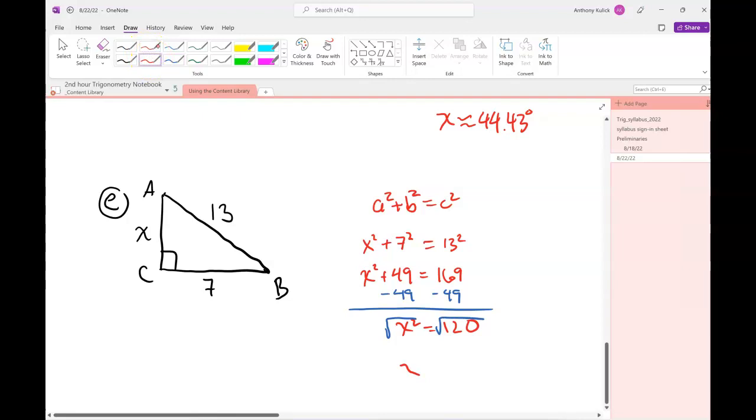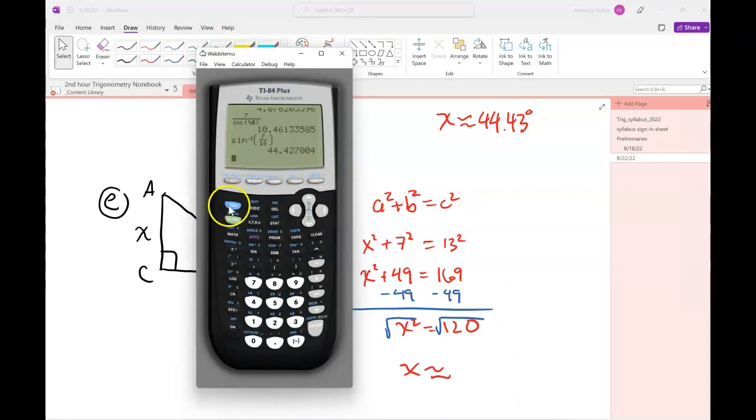So if I want an approximate answer, I can just type this into my calculator, right? To get the square root symbol, I'm going to press second, and then the x squared button. That's like 4 below the blue one. So 10.95, yep.